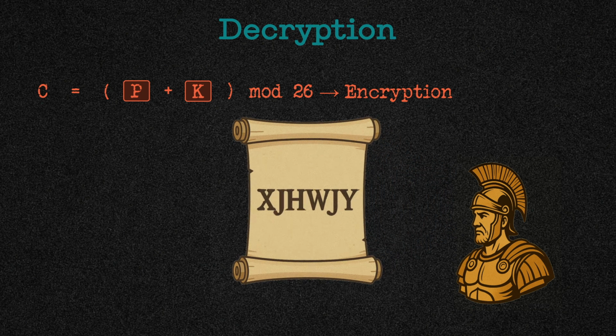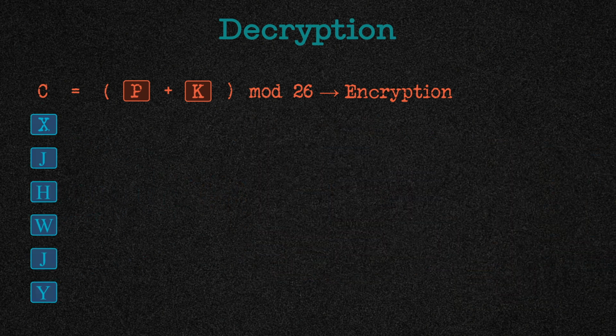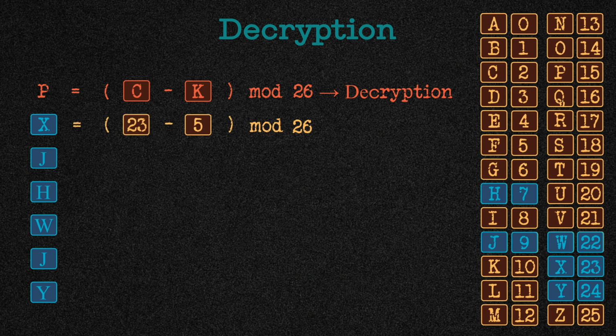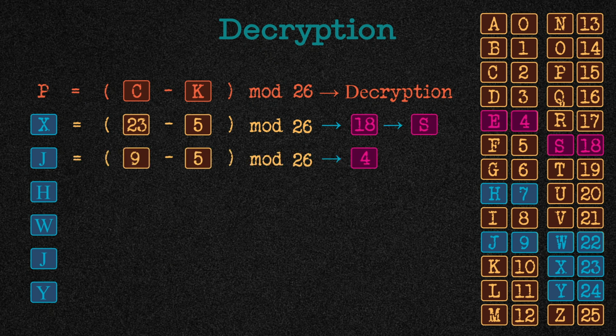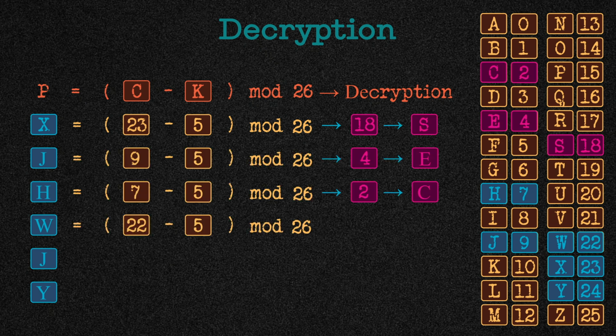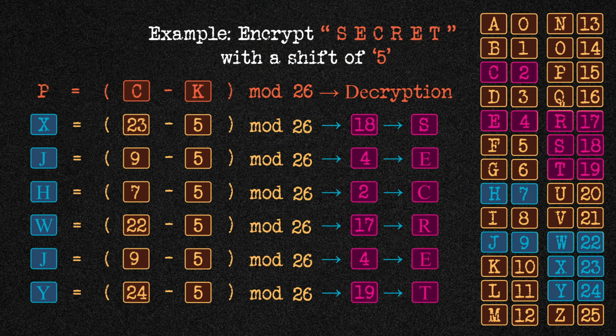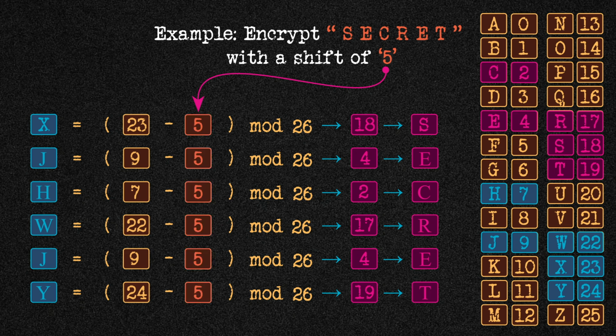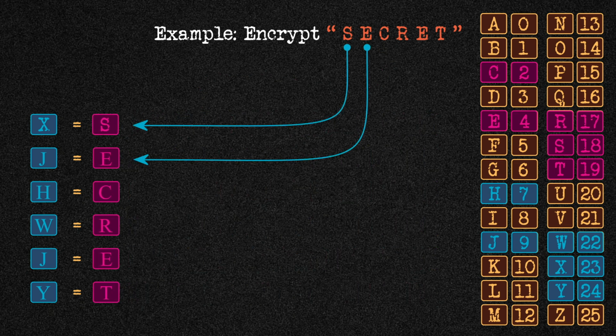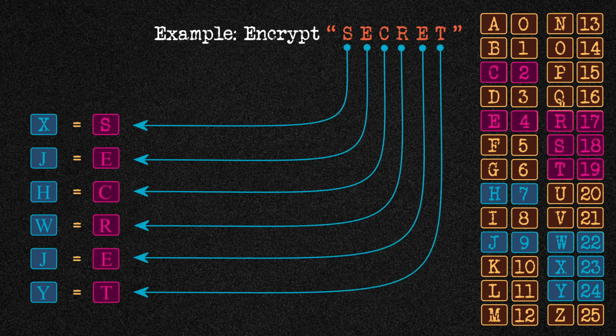To recover the original message, we apply the decryption formula. The decryption formula is derived by isolating P in the encryption equation and subtracting the key. Just like encryption, decryption follows the same steps. Simply apply them. Remember, to decrypt the message, we need the same key that was used for encryption. Now we can see we have successfully decrypted our message.